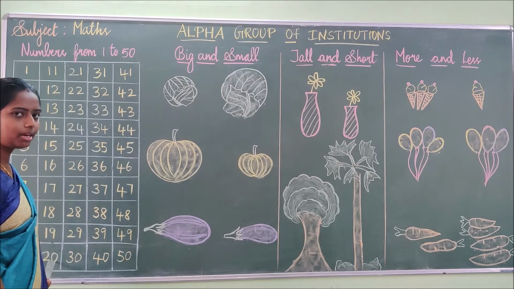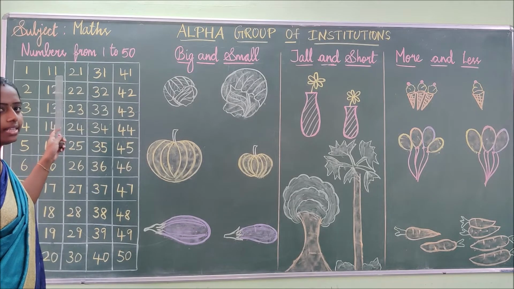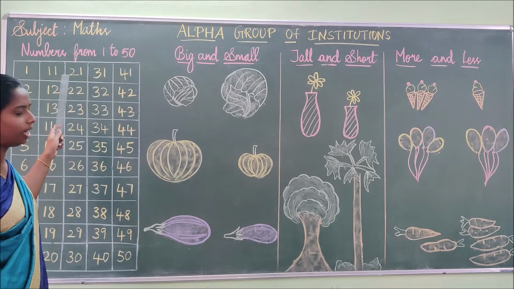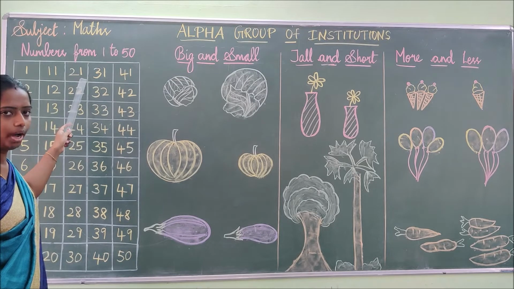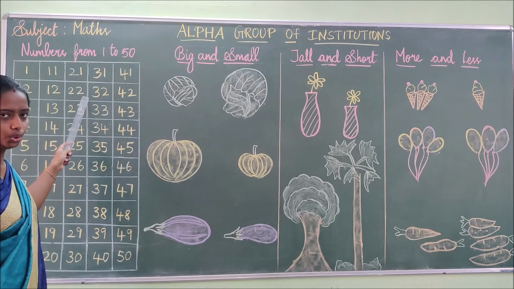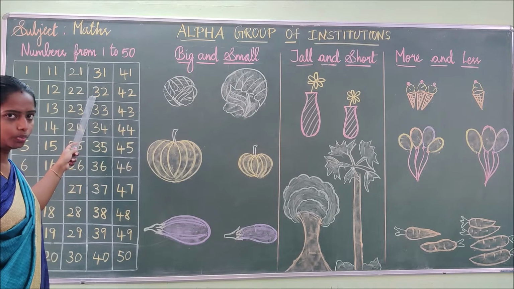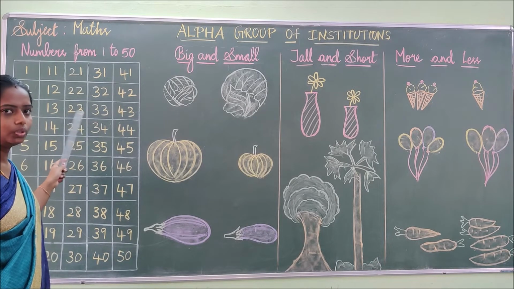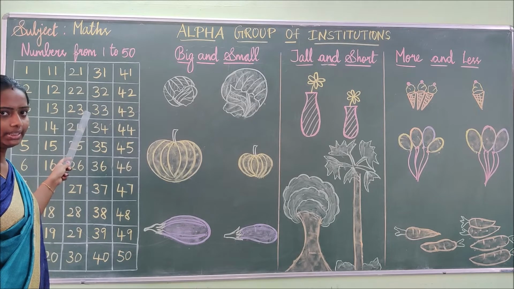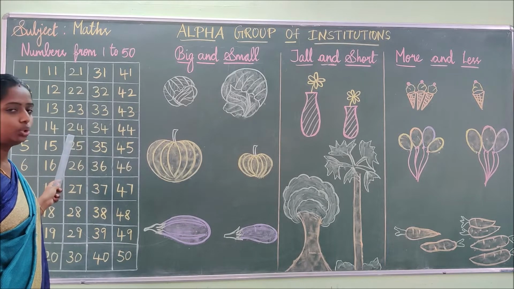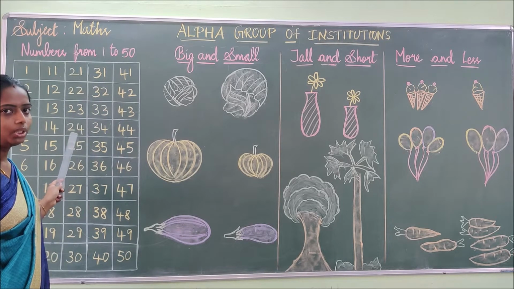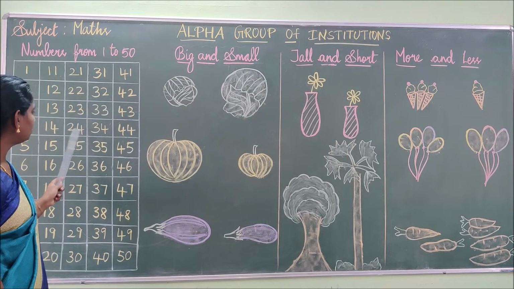Then what number comes after 20? Yes, very good. What is 21? Okay. 2, 1, 21. 2, 2, 22. 2, 3, 23. 2, 4, 24.